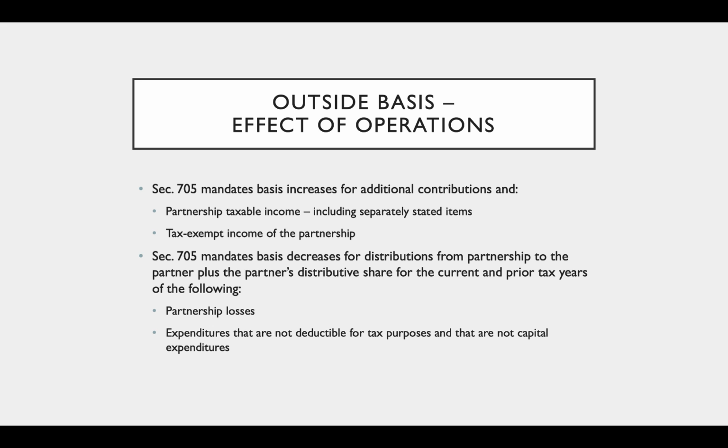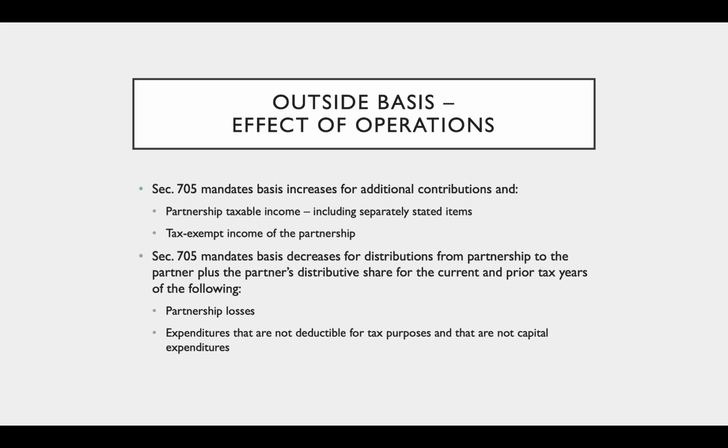Section 705 also requires a decrease for distributions from the partnership to the partner plus the partner's distributive share for the current and prior tax years of the following: losses, and then expenditures that are not deductible for tax purposes and that are not capital expenditures.